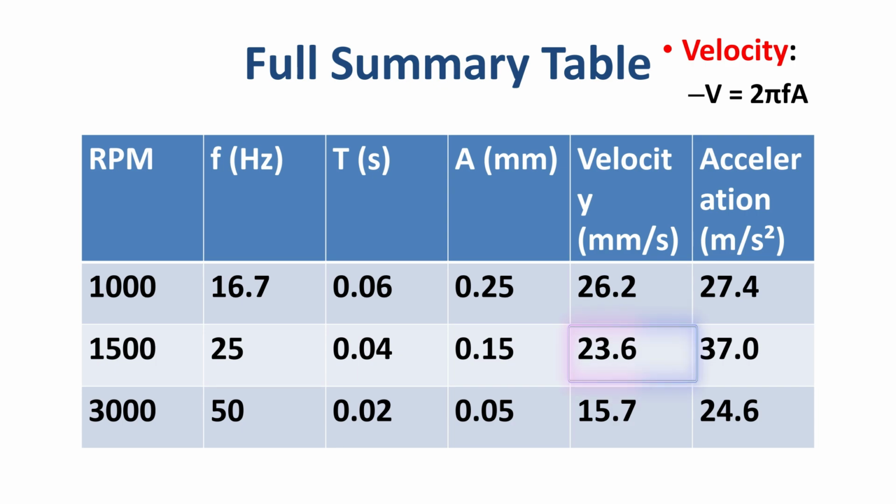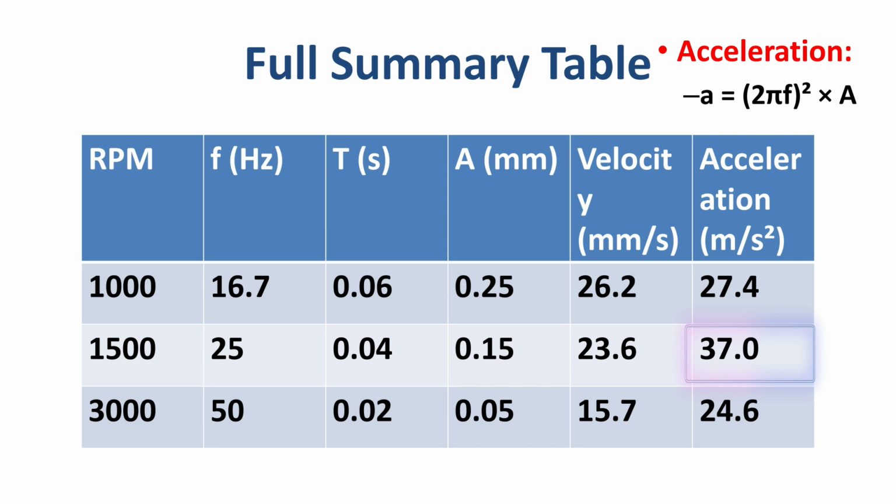In the same way, if you calculate the acceleration, what is the formula for the acceleration? It is 2 pi f square multiplied by a, right? In the same way, we'll be putting f equals 25, and the amplitude equals 0.15, and here you will be getting the acceleration, that is 37 meter per second square. So what does it mean? That the motor parts are accelerating 37 times every second, which is, you can say, a lot of mechanical energy.